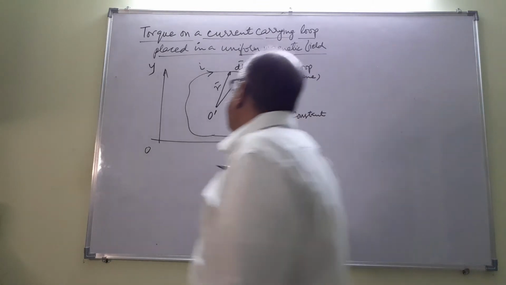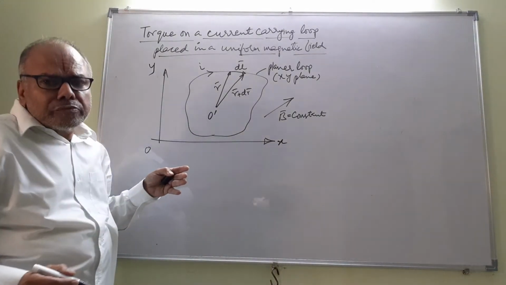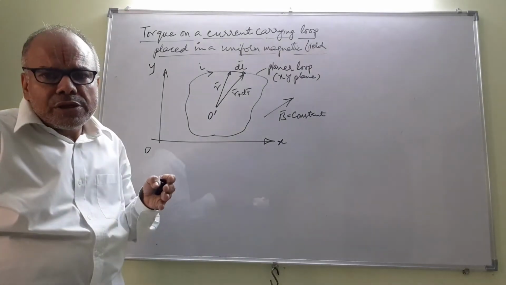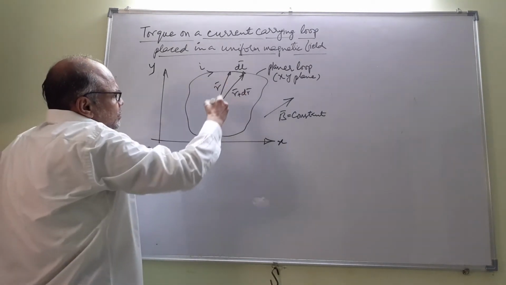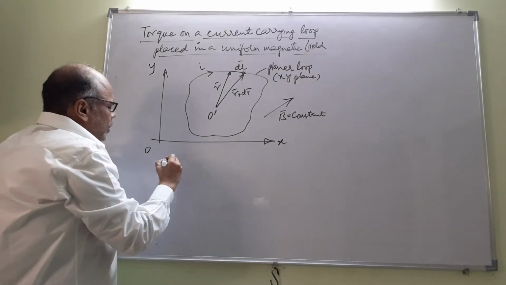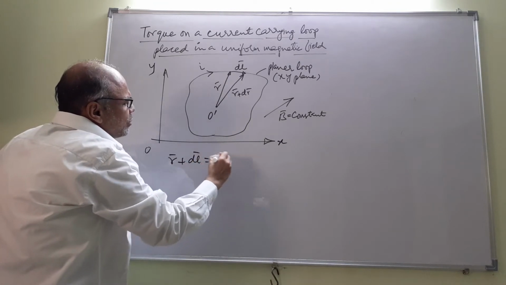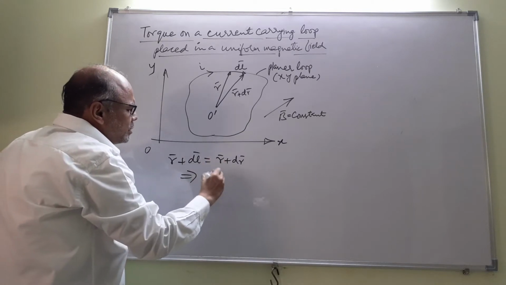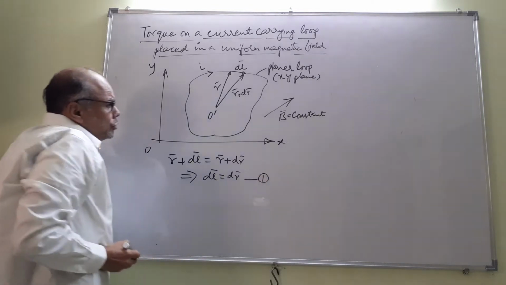So for finding out the torque, there is some basic vector algebra which we must be familiar with. First thing is, in this triangle, we can apply the triangle law of addition. So I can say vector r plus dl will be equal to r plus dr. That gives us r cancels, and dl is equal to dr. This is the first conclusion that we draw.